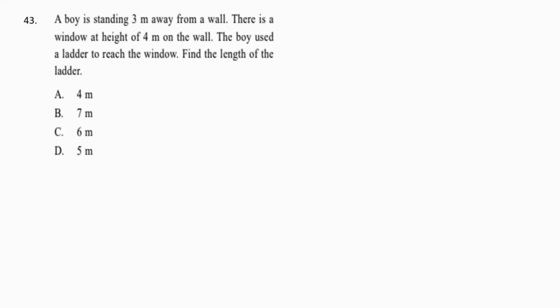Moving on to our next question, number 43. The question reads, a boy is standing 3 meters away from the wall. There is a window at a height of 4 meters on the wall. Okay, so let this be the wall. The boy is standing here at a distance of 3 meters, and there is a window over here at a distance of 4 meters. He is climbing to the window by a ladder.